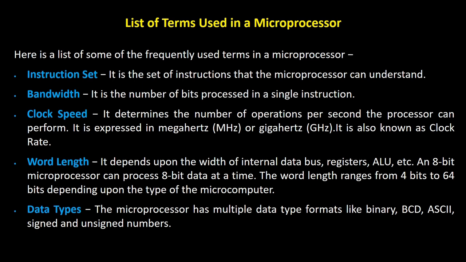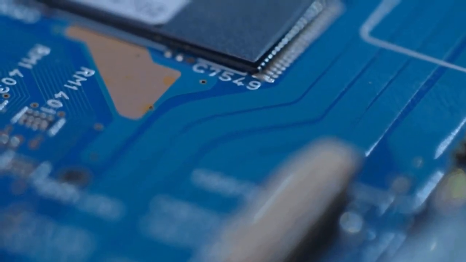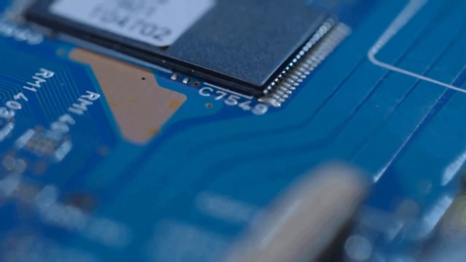5. Data types. Microprocessors support multiple data type formats, including binary, BCD, ASCII, signed and unsigned numbers. These data types determine how the microprocessor interprets and processes data. Although microprocessors are complex devices, understanding the terminology associated with them can help demystify their inner working. We hope this guide has helped you better understand 5 frequently used terms in microprocessors.